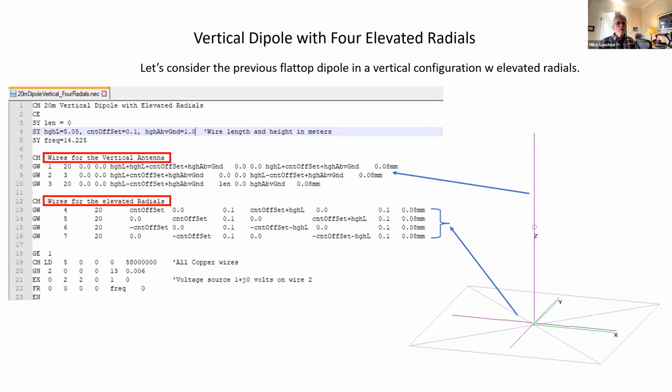Okay, then the last model for today is a vertical dipole with 4 elevated radials. This just introduces the concept. It's not a quarter wave. We'll cover something more complex in the next class. But this is a half-wave dipole, basically over 4 slightly elevated ground radials.